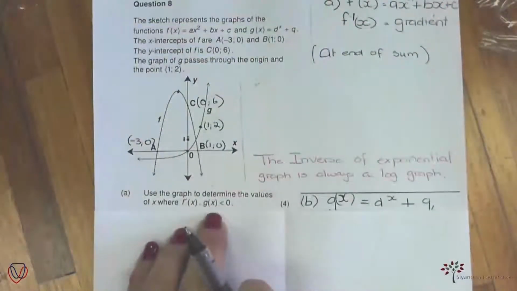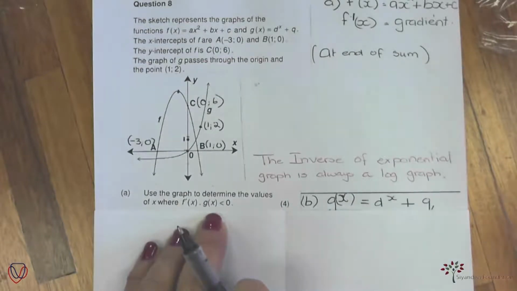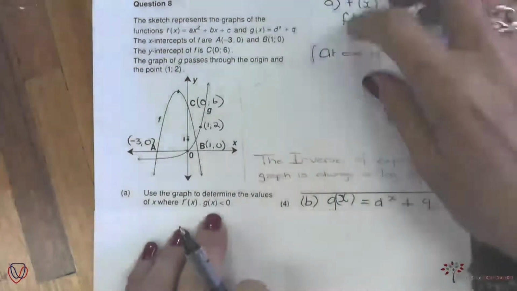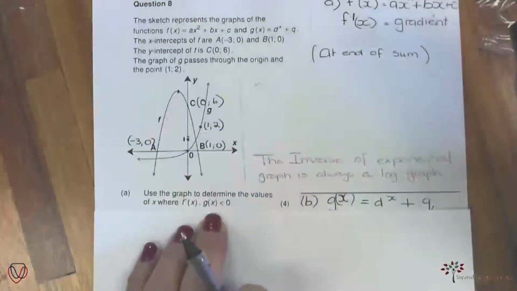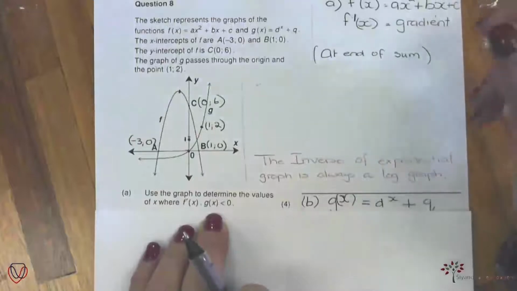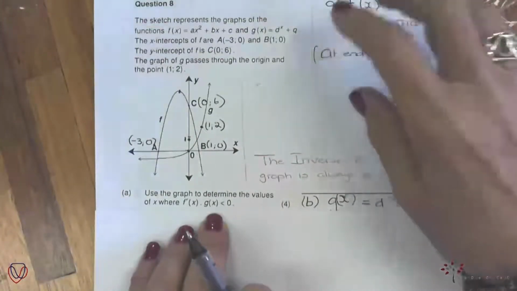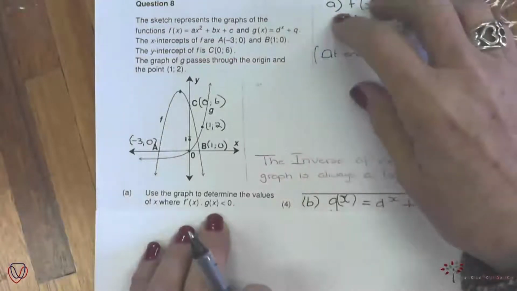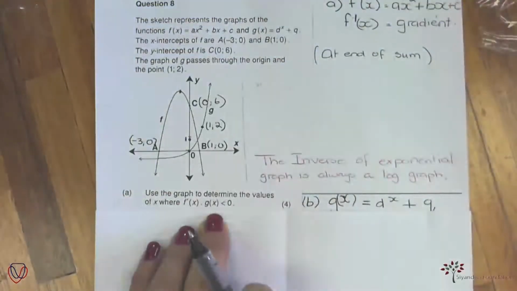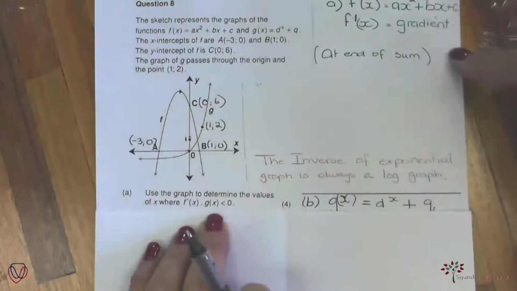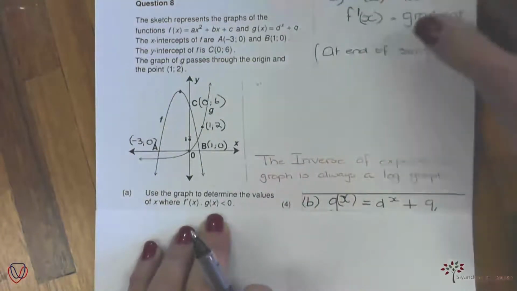Now, people, the method that I want you to use, I'm going to do at the end of the sum, because I need to find the equation of the parabola first. And then it's really not so difficult. But there's another method with a gradient, but I don't like that method. So I'm going to do all the other sums, then I will get back to A. Right, let's have a look.